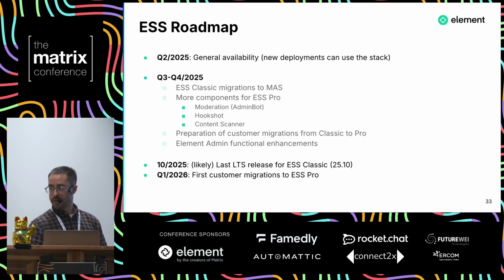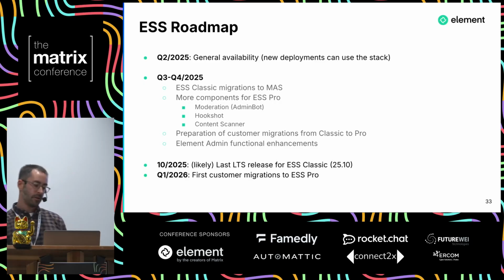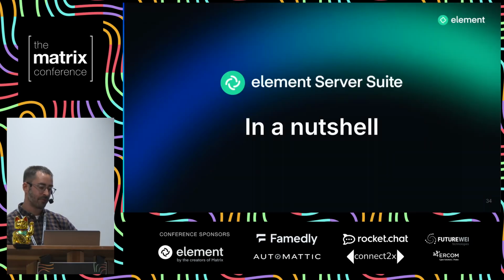And likely the October release of ESS Classic will be the last LTS, which will be supported for another year. We might reevaluate that decision in April, depending on how far we get with the actual customer migrations. And we expect that in early 2026, we will be able to start the first customer migrations to Pro and get everybody into the brave new world.